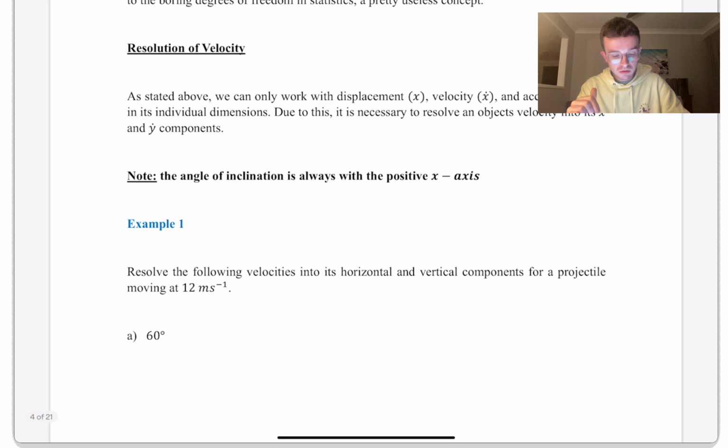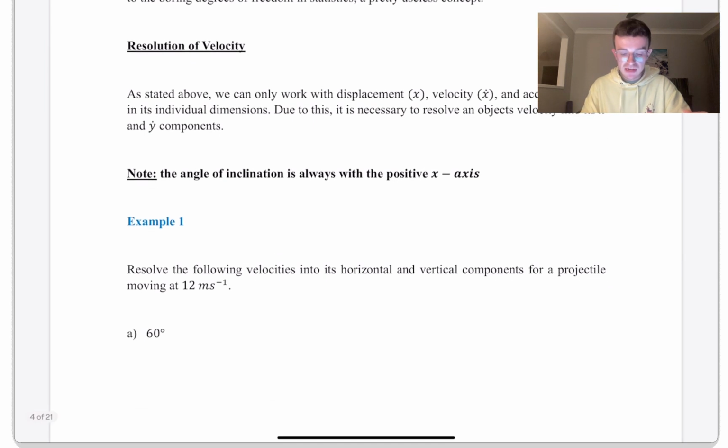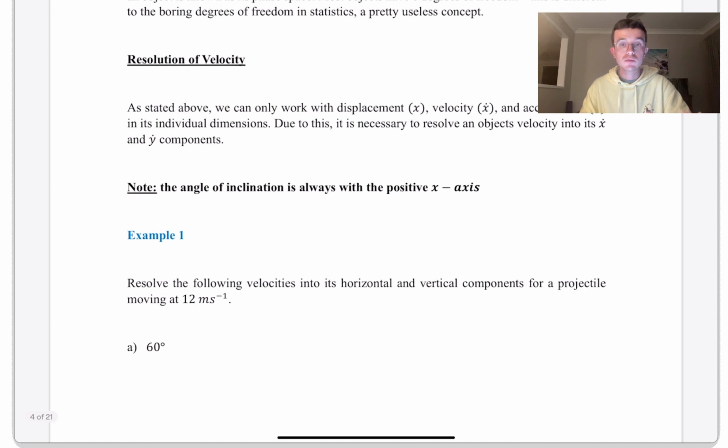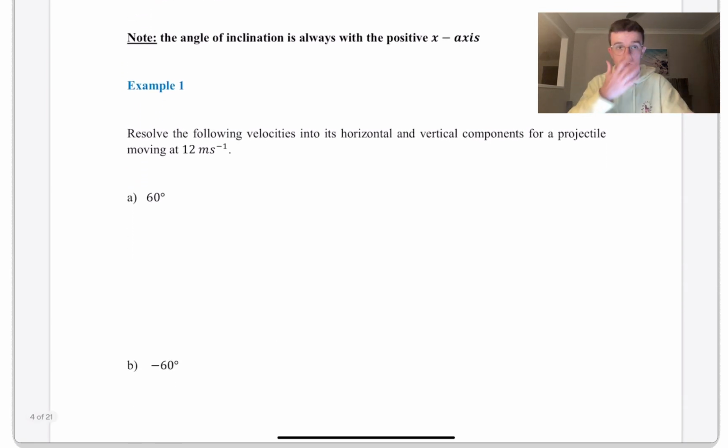So the resolution of velocity is a skill that we need to have. As stated above, we can only work with displacement, velocity, and acceleration in an individual dimension. Due to this, it's necessary to resolve an object's velocity into its x component, x dot, and y component, y dot. Something important to note is that the angle of inclination is always with the positive x-axis.